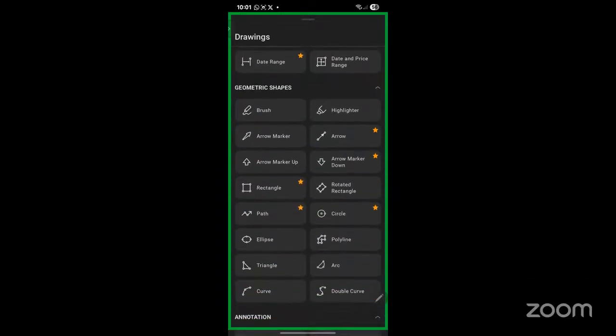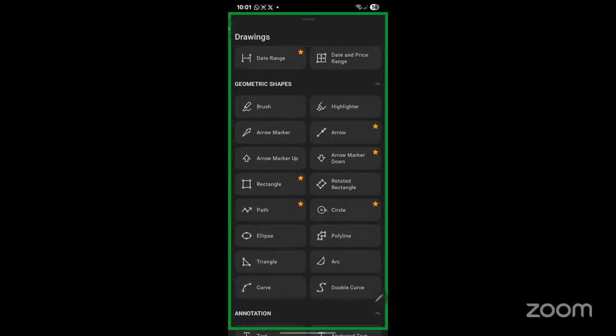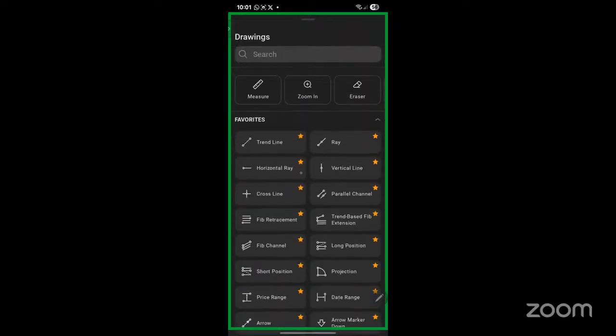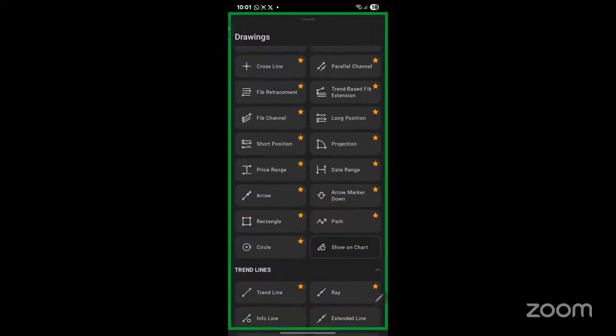Extend where? Extend this way. And here is the circle. Are you seeing the circle? Add it to favorites. Then after adding it to favorites, it will come and sit in your favorites. So once I wanted the circle, I just got edit, here it is. I tap on it here.